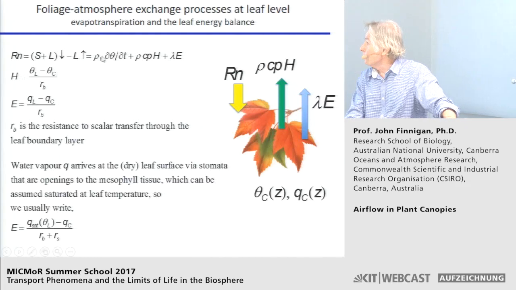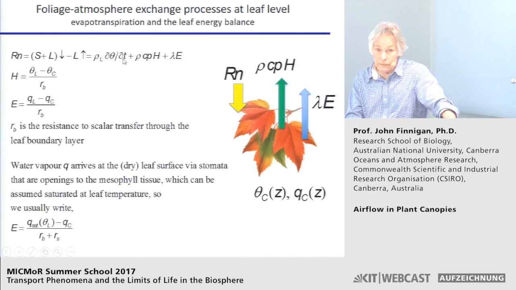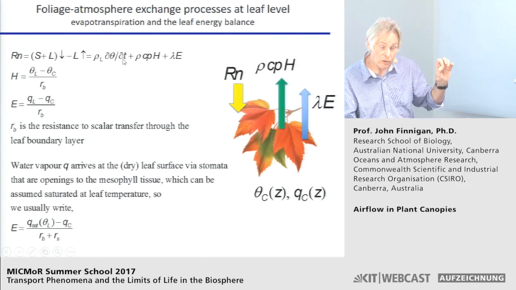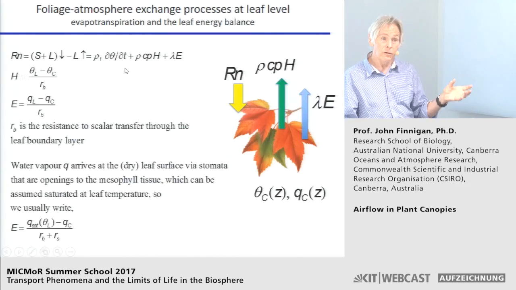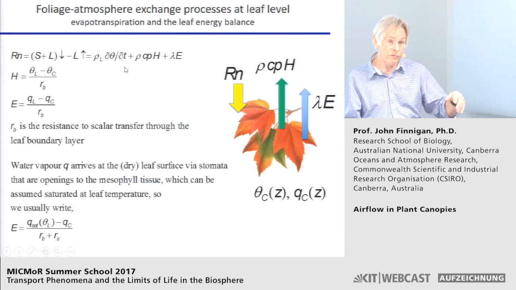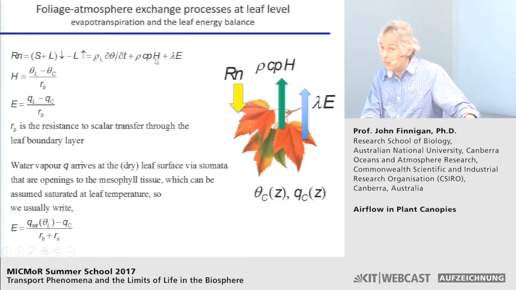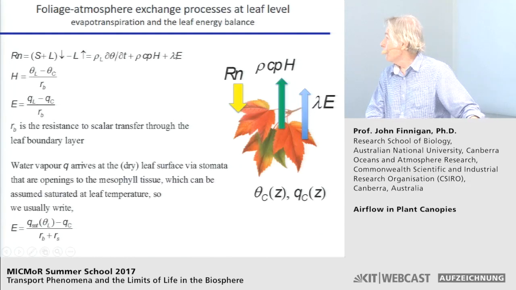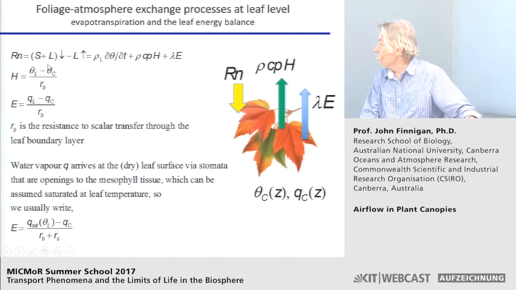And that's got to be equal to the cooling or warming of the leaf, which is usually quite small for a leaf because it's pretty thin. But it can be important if you're looking at forests and you've got to take account of trunks and big branches. Then the sensible heat and the latent heat. So these two terms typically over the day balance the net radiation.